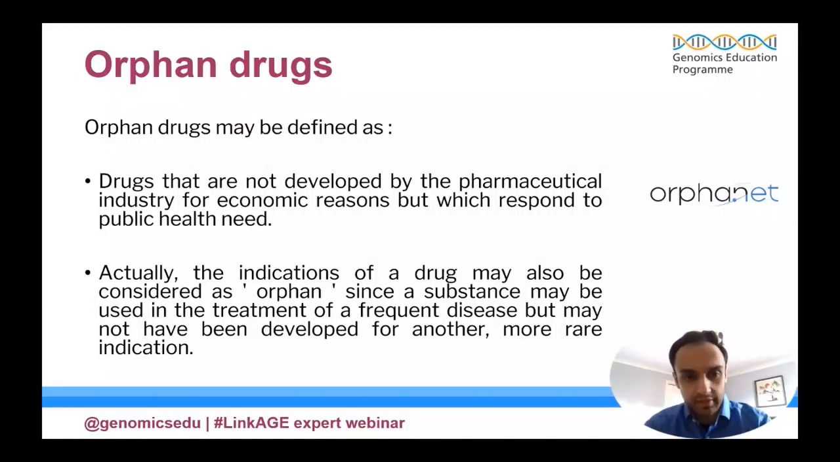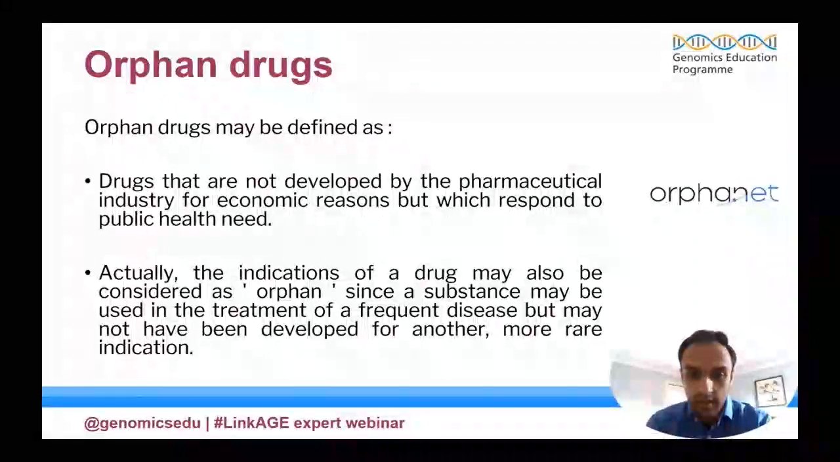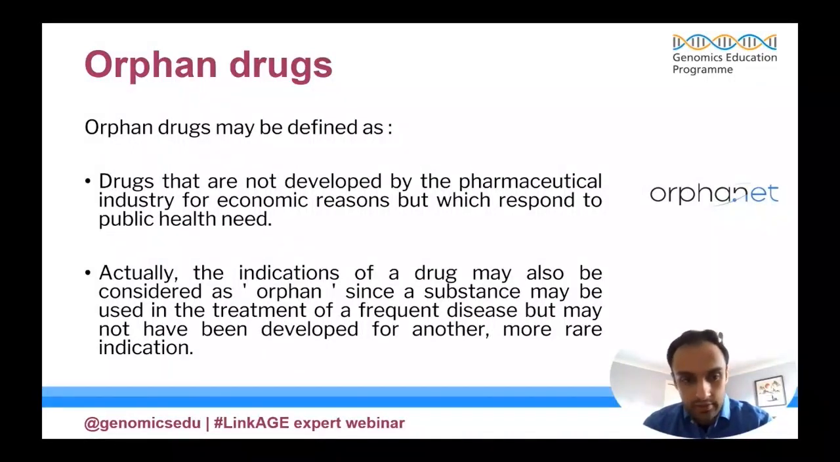Orphan drugs can be defined as drugs that are not developed by the pharmaceutical industry for economic reasons, or which respond to a public health need. And actually, the indications of a drug may also be considered an orphan, since the substance may be used in the treatment of a frequent disease, but also may target a rare disease. And this is exactly what I was talking about earlier, and exactly why it's of interest to me with this algorithm.